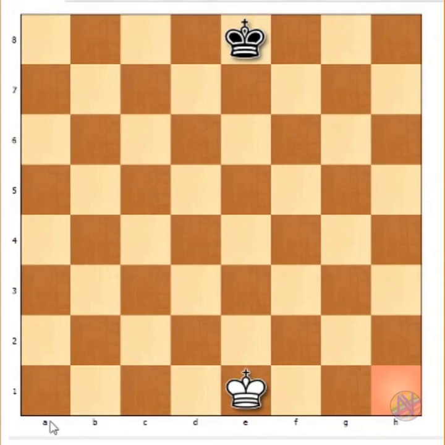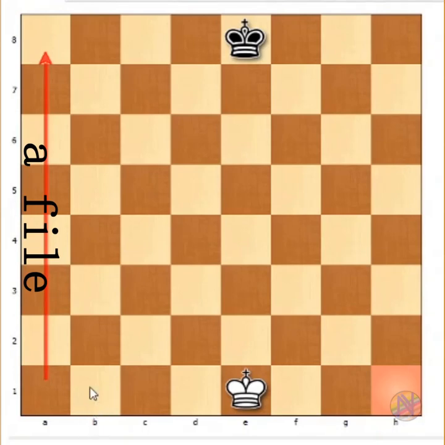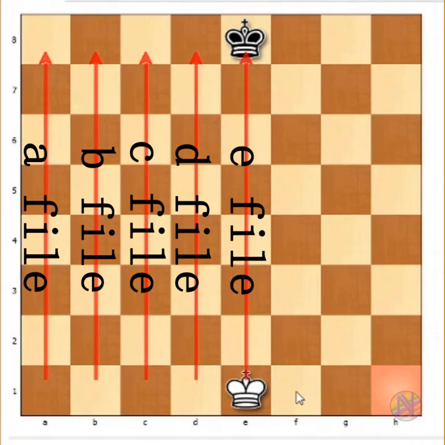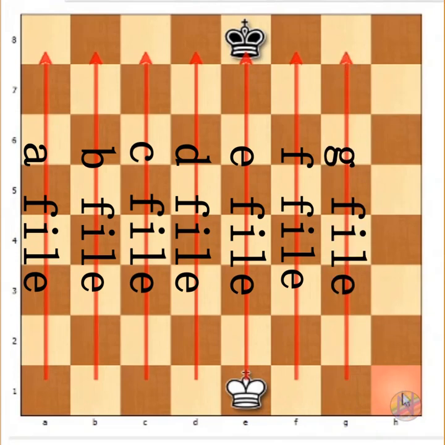Corresponding to this alphabet A, this vertical column is called A file. Corresponding to alphabet B, this vertical column is called B file. Corresponding to alphabet C, this third column is called C file. This is called D file. Similarly, this is called E file. This is called F file. This is called G file, and this is called H file.